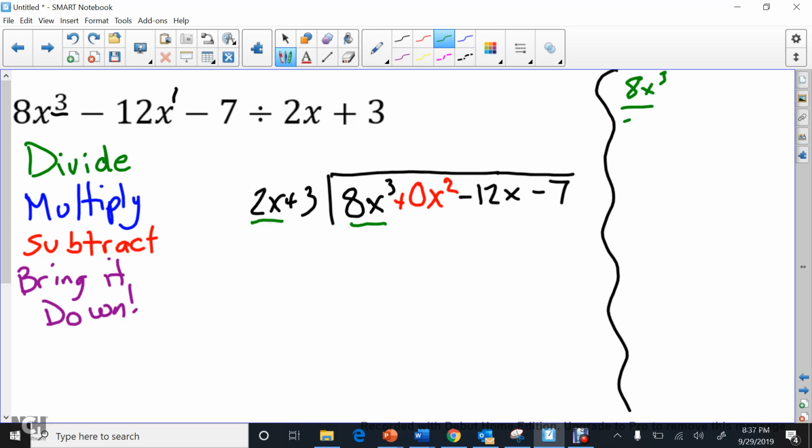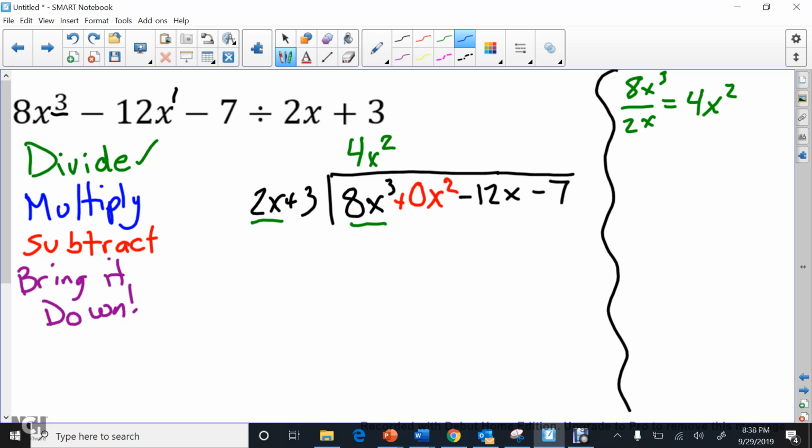divided by 2x. 8 divided by 2 gives me 4, where I have 3 x's, and one of the x's from the bottom will cancel out. X cubed divided by x leaves me with 2 x's left, or x squared. This answer goes on top as part of the quotient, or the answer to our overall problem. We finished our first round of dividing.